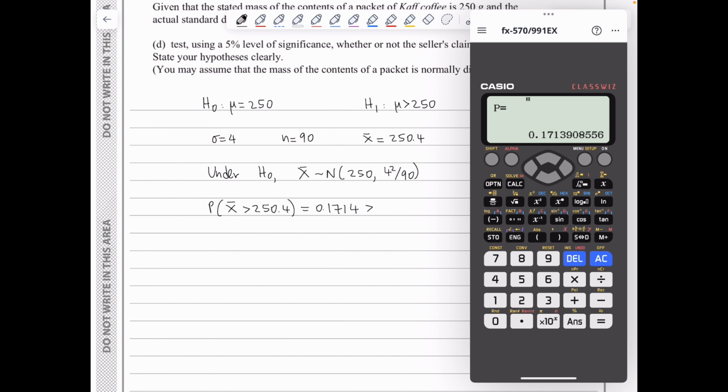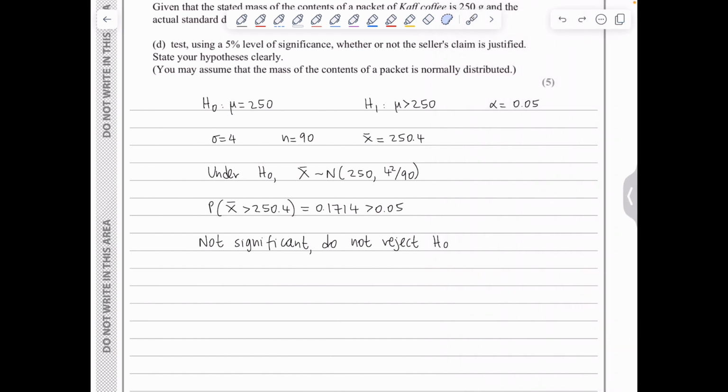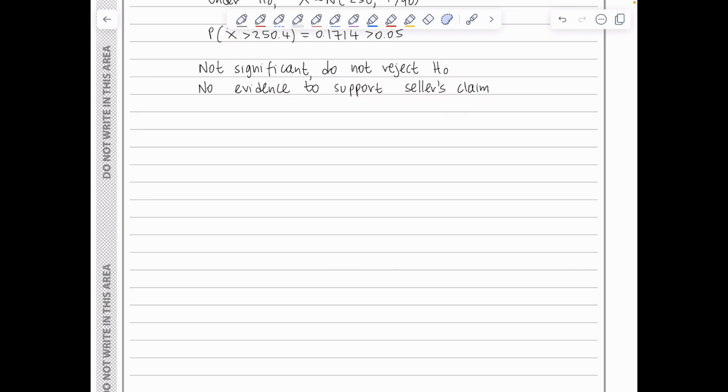It's greater than 0.05, which means we have a non-significant result. We do not reject H naught, and this simply means that we have no evidence to support the seller's claim. Alternatively, we could have followed the critical region approach, which means we find the critical region and we assess whether we are in the critical region or not.